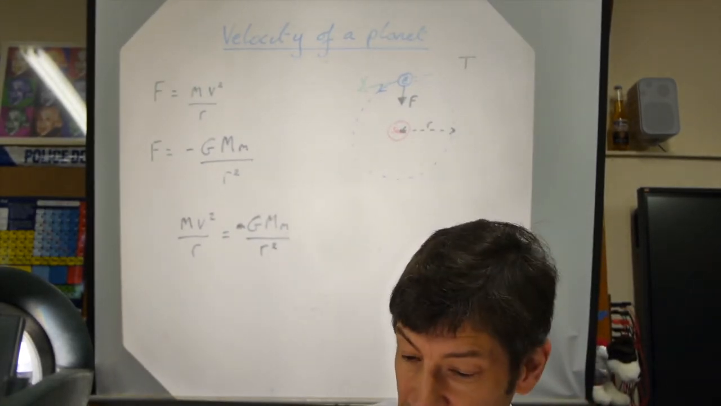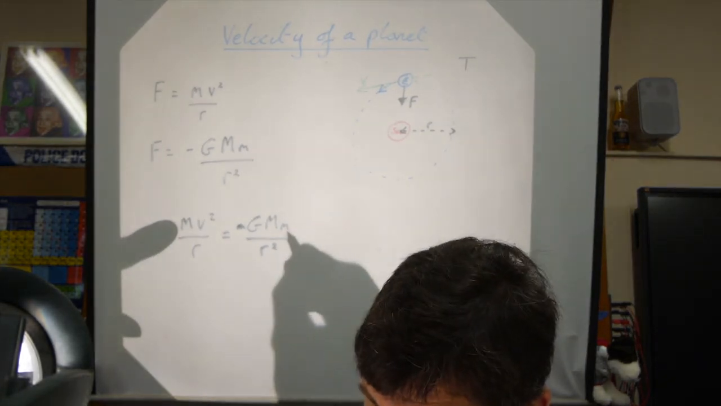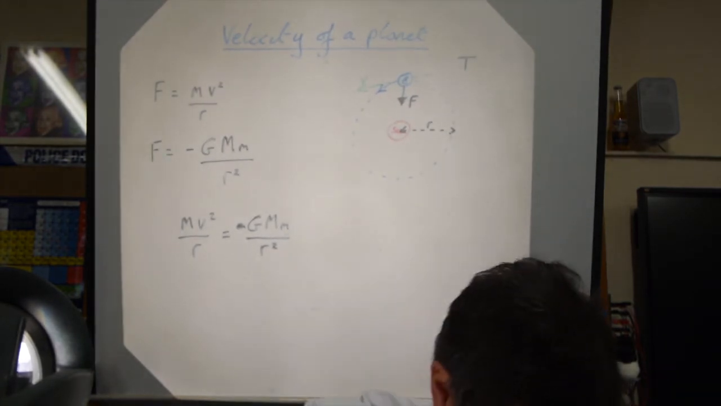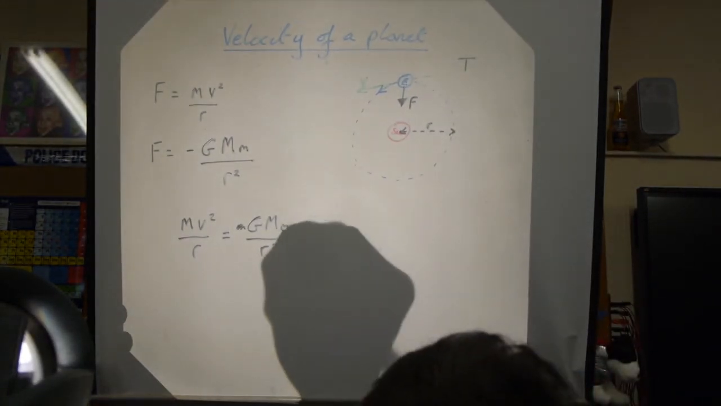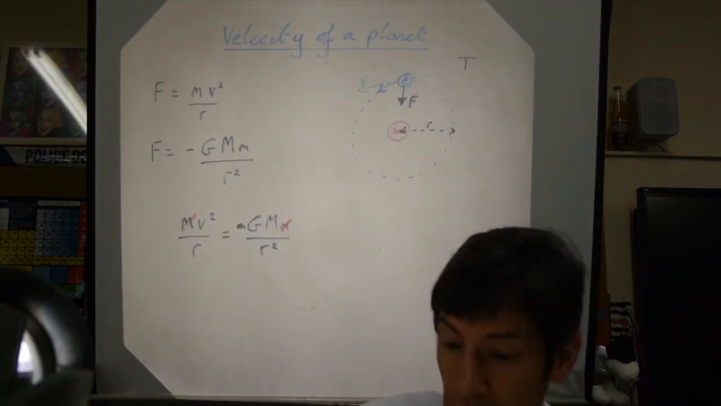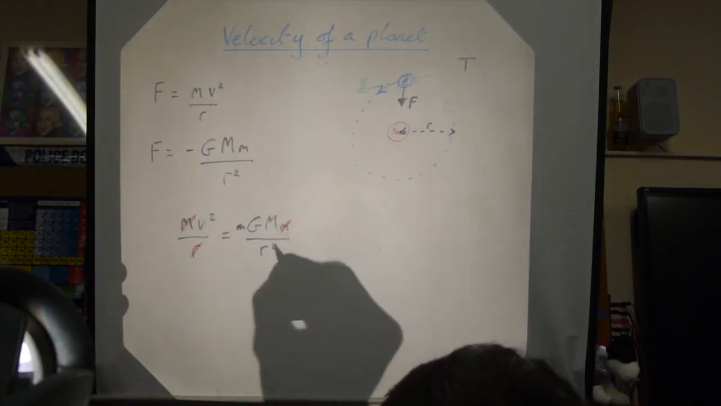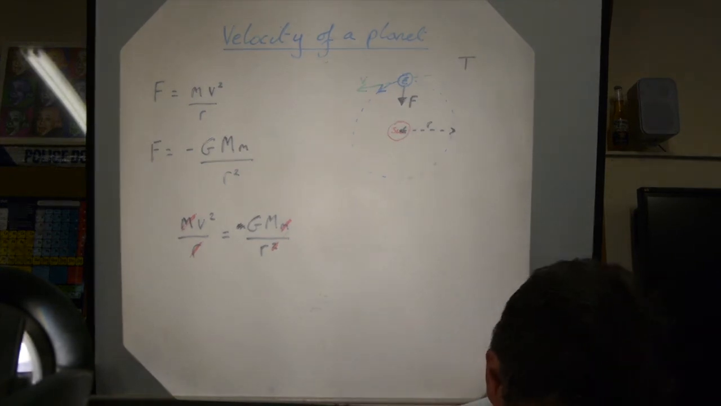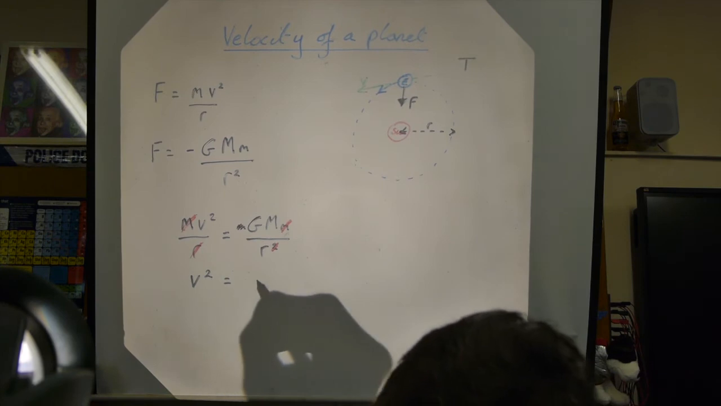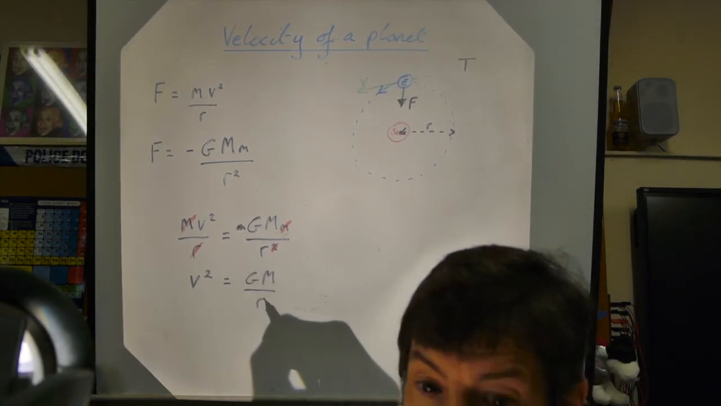So let's have a look at what we can do. Well, look, we've got an m here and we've got an m there, and we've got to be a bit careful because those two m's are not the same. They're the object being pulled round. So m and m go. We've got an r here and an r squared there, so that goes. So you'll notice that v squared is equal to GM upon r.